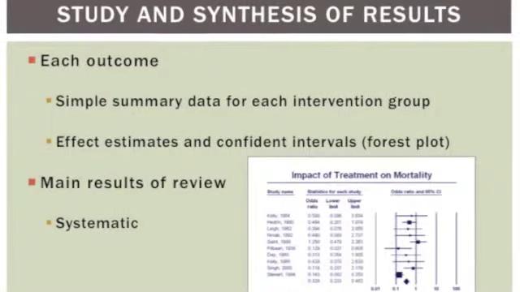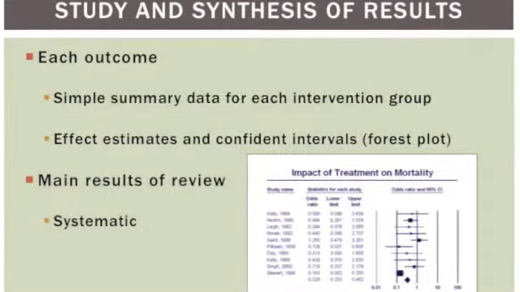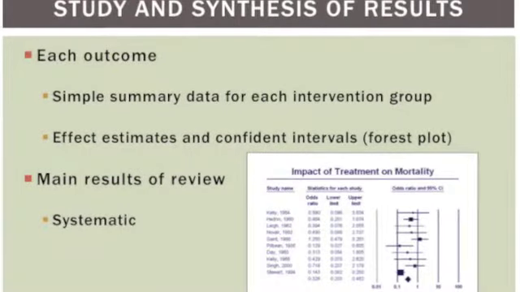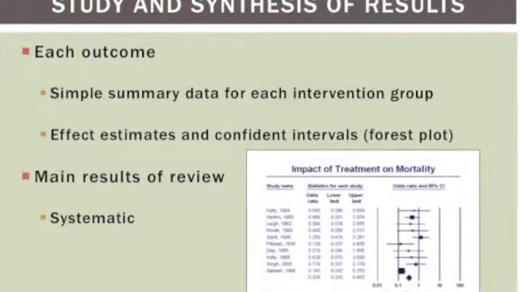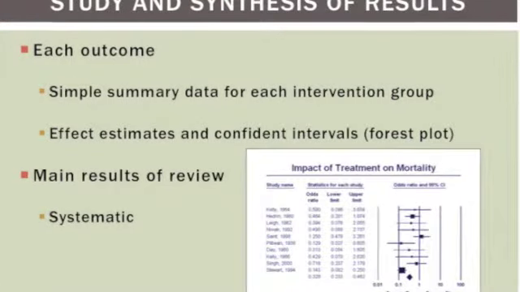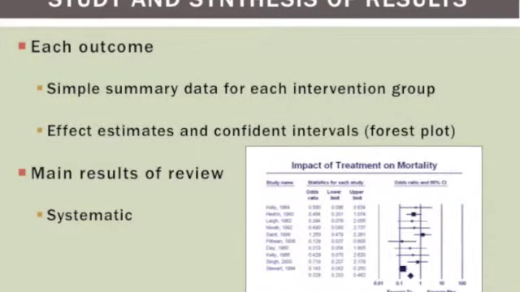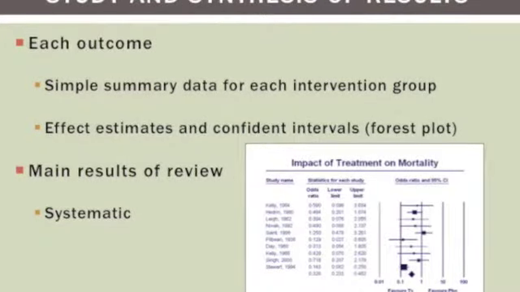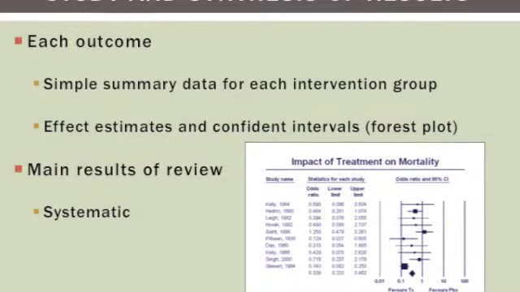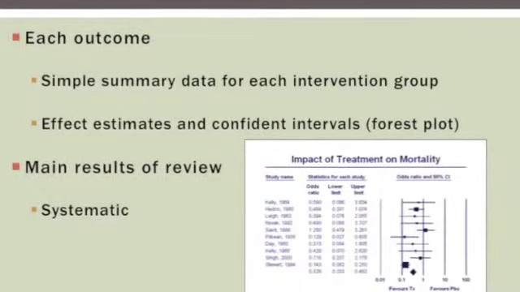The results of individual study and the synthesis of such results. You want to mention each outcome and then give simple summary data for each intervention group. You want to include the effect estimates and confidence intervals by a forest plot. Again, you may want to include a table such as the one listed below. And then you want to talk about the main results of the review. And you want to be very systematic about presenting these results.